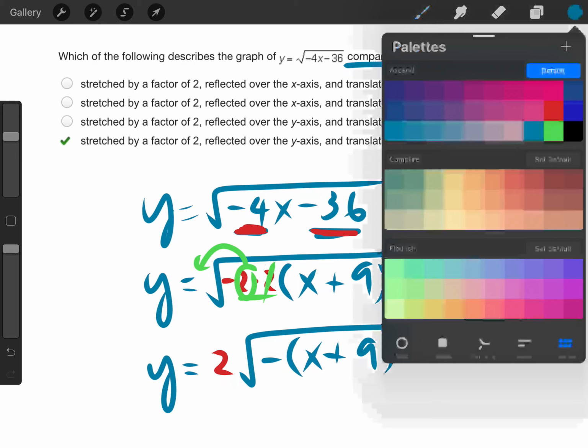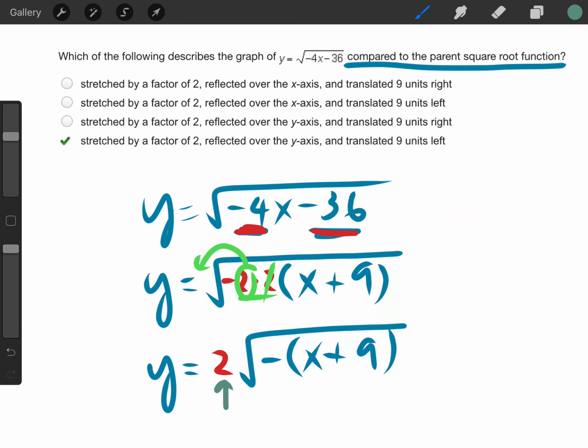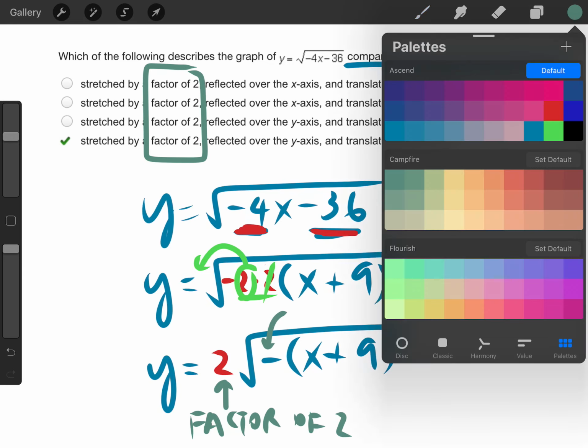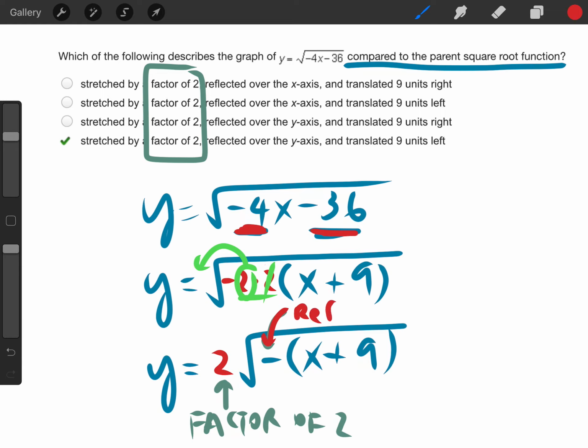Let me analyze this for you. This gives you a factor of 2, and a factor of 2 means it's going to get steeper. Unfortunately, all the answers have a factor of 2. So reflected over which one? If you have the negative inside the radical, this is a reflection over the y-axis. So it cannot be the x-axis. That leaves you with choice number 3 and 4.